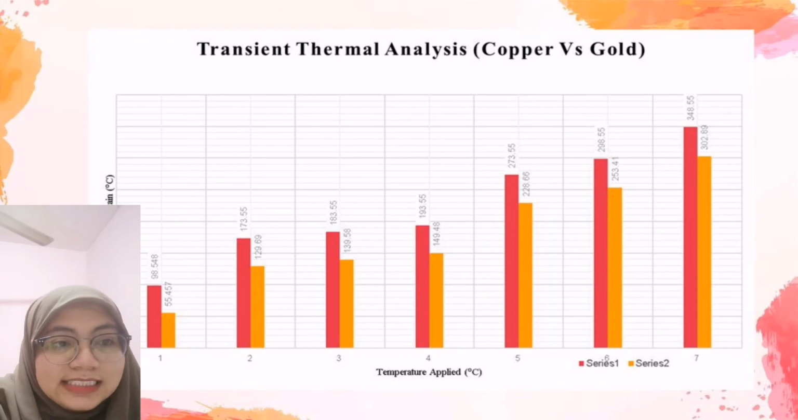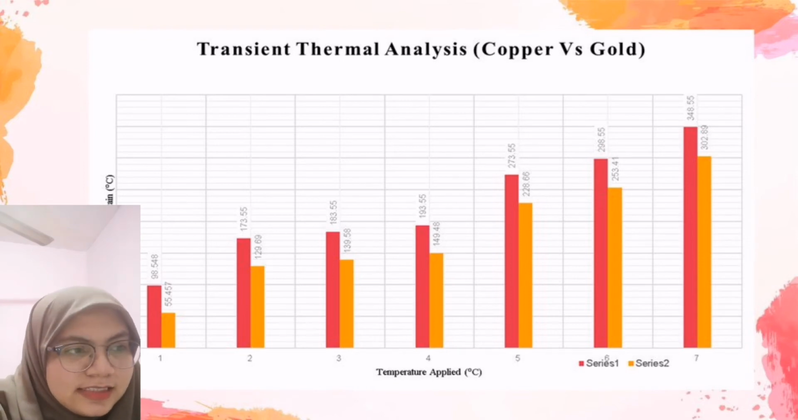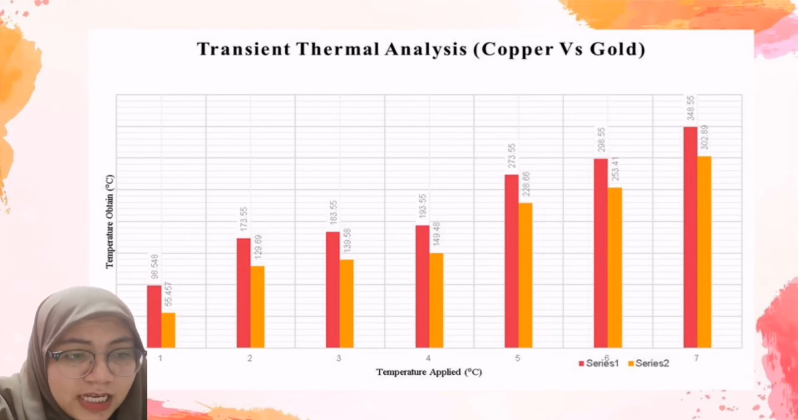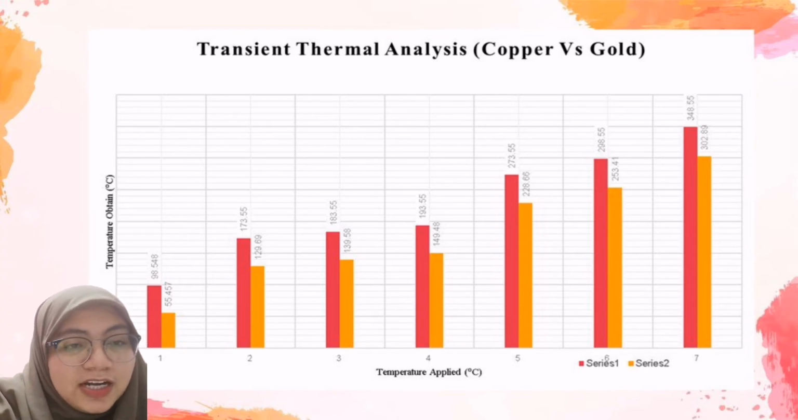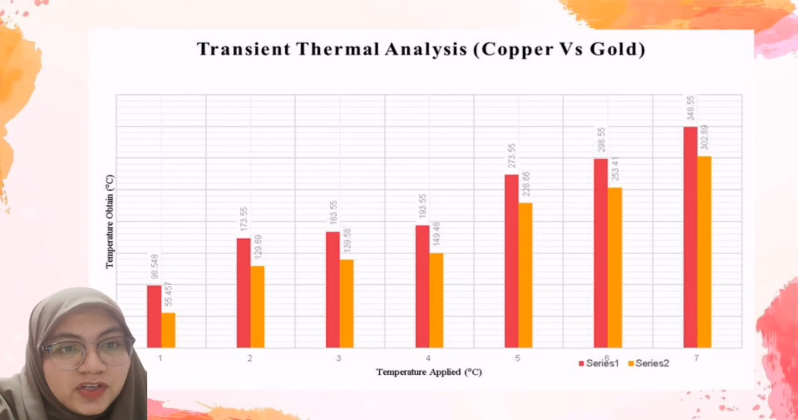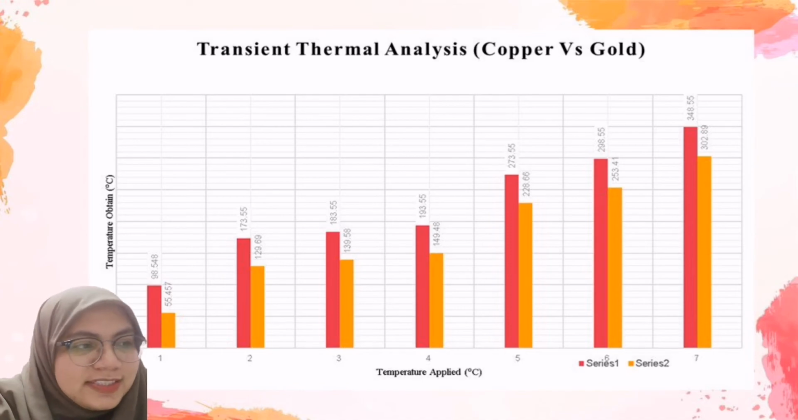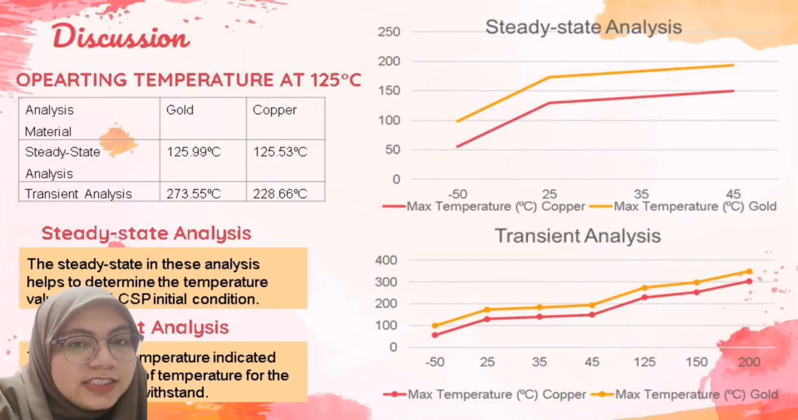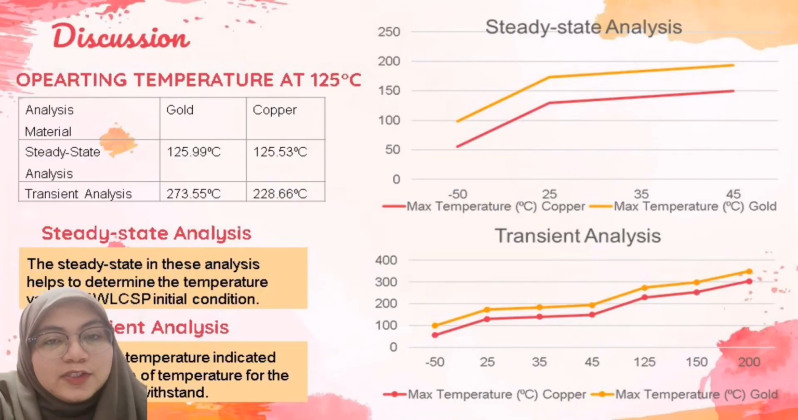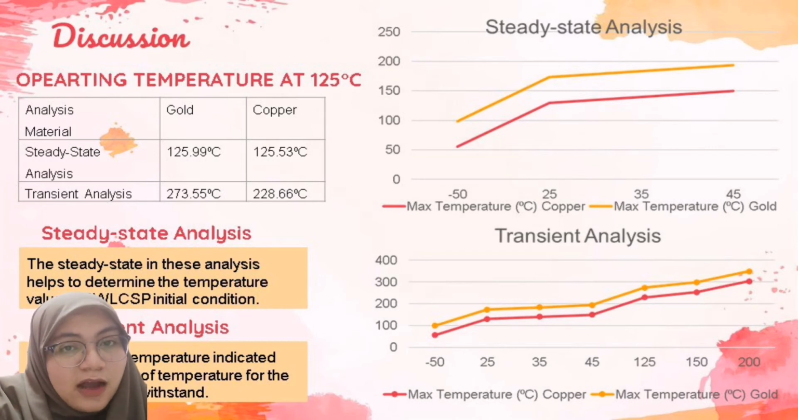Okay, then we can see this is the graph for transient analysis. From this graph, we can see from this reading that both of their temperatures are increased, but the higher one is 348.55 when the gold material is applied with the temperature of 200. Next. Okay, discussion. Based on the paper, 125 degrees Celsius is chosen as our operating temperature for the package.